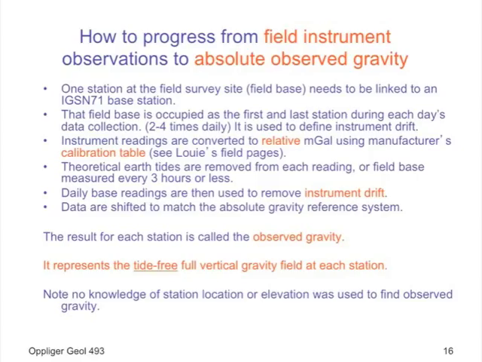Note that to do that correction and get to that absolute gravity value, you don't need to bring in anything about the station elevation or the station location. None of that is needed to get the absolute gravity. That's mainly dependent on removing drift, removing tides, and tying back to a station with known absolute acceleration.